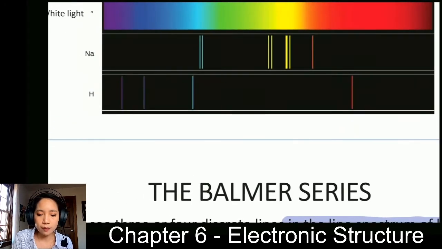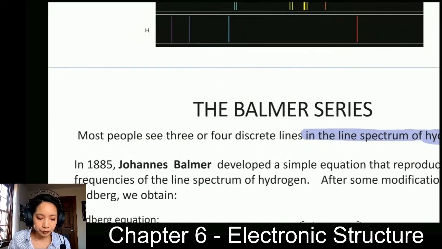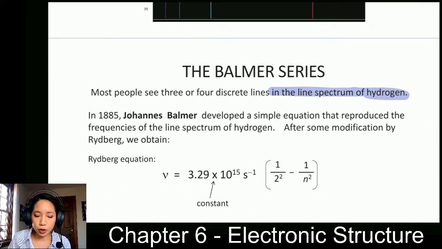So you see here that there's 1, 2, 3, 4. But if you actually did this experiment in lab, put up a hydrogen discharge tube, put that light through a prism, you might only be able to see 3 of the lines, because this last line is way in the ultraviolet region, and so it might be hard for your eyes to actually see it. But regardless, there should be at least 3 or 4 discrete lines.